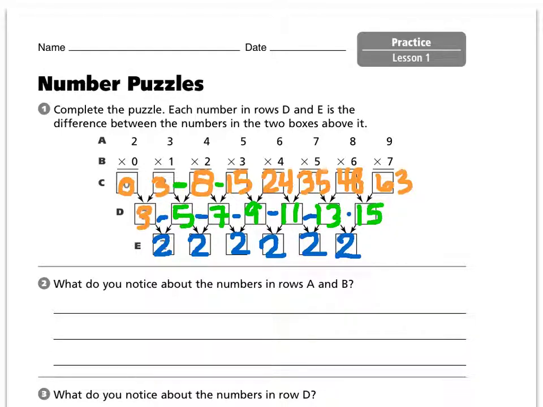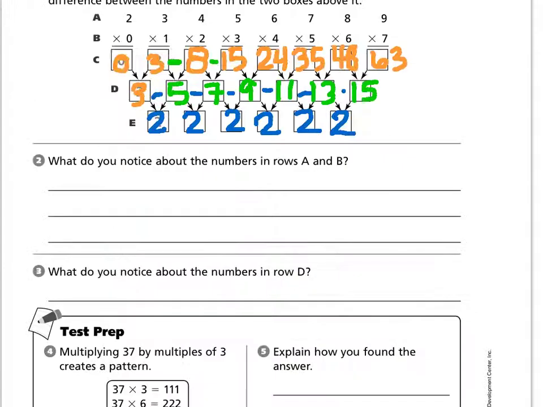What do you notice about the numbers in row A and B? You can see that the numbers are in consecutive order, starting with A has 2, 3, 4, 5, 6, 7, 8, 9. And then row B is 0, 1, 2, 3, 4, 5, 6, 7. So they're going to be in chronological order.